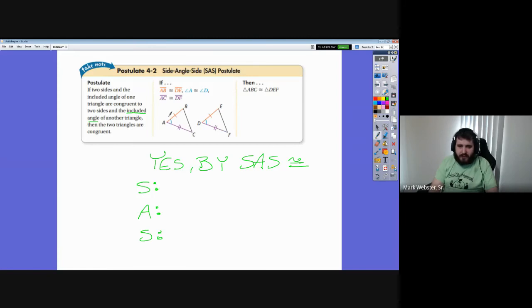Well, what's my one side? AB is congruent to DE. What's my angle pair? Angle A is congruent to angle D. What's my side pair? AC is congruent to DF. That's my two pair, and that's it. That's all we're talking about, right?